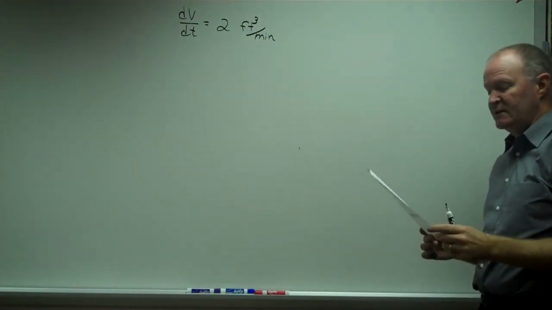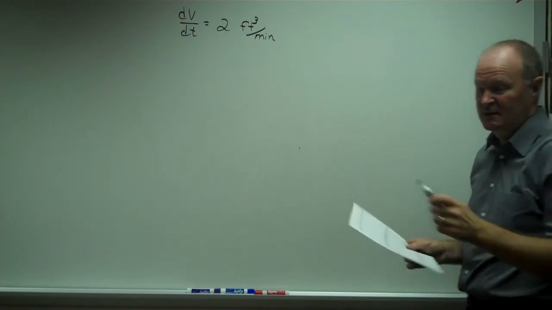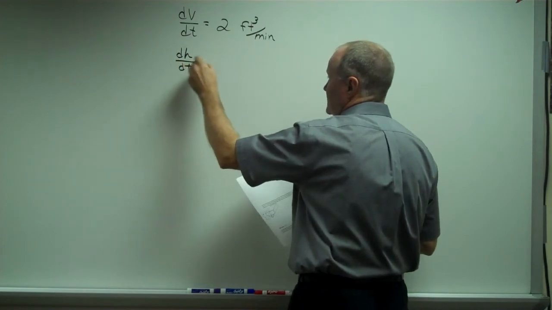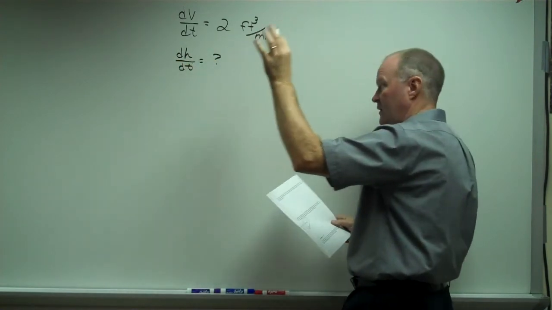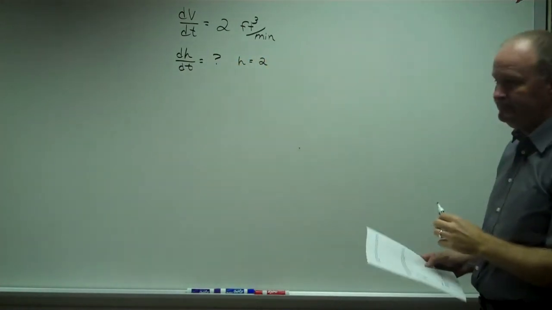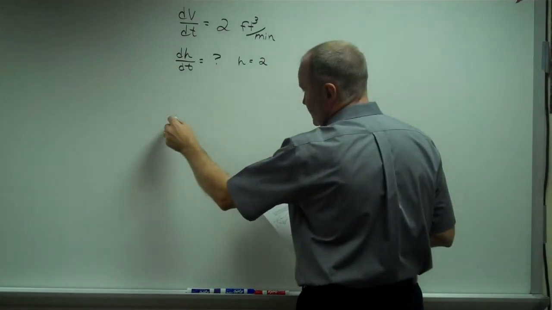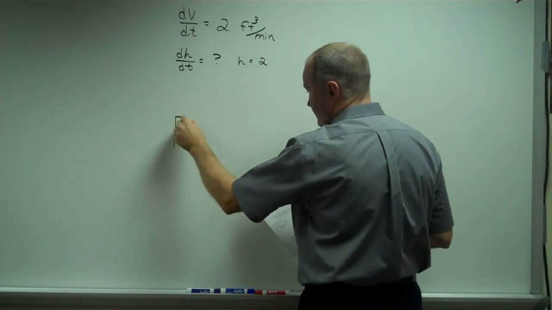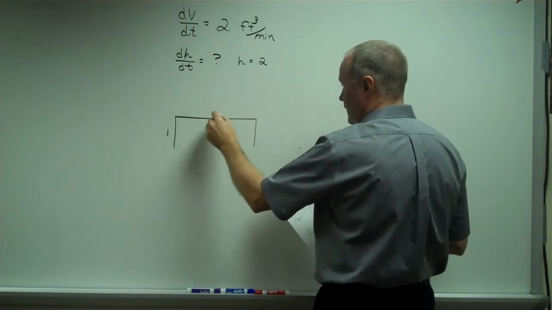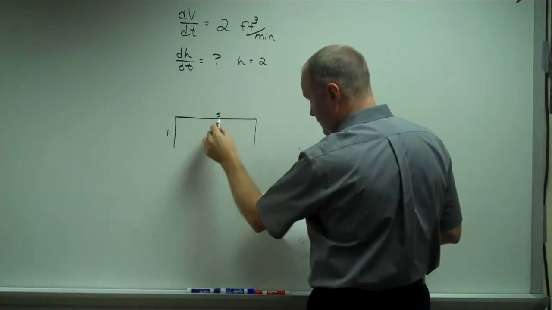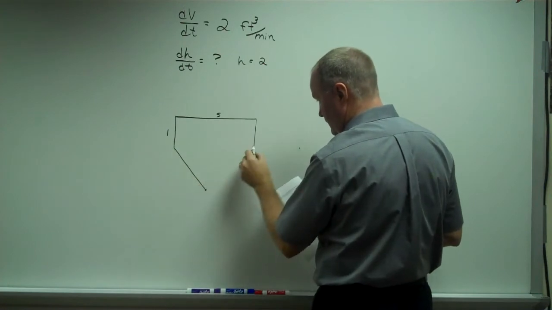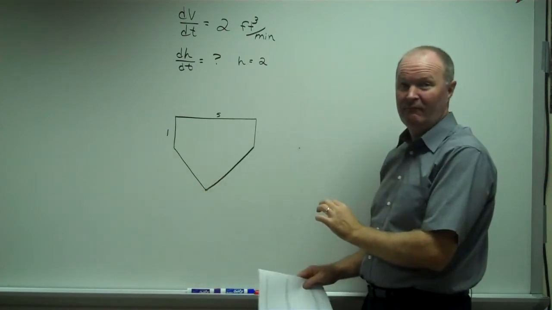Find the rate of change of the depth of the water. Usually depth is in H. Yep. So we want to find dH/dt when the water is 2 feet deep, so when H equals 2. Alright, here's kind of what we got from the diagram. Kind of looks like a home plate.